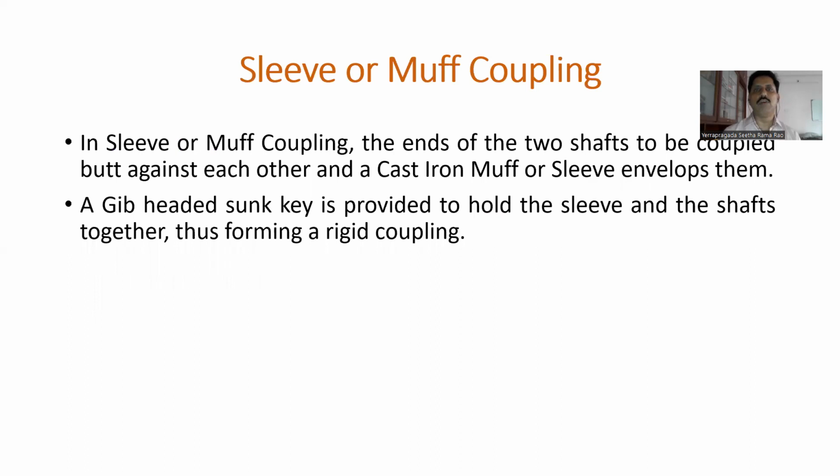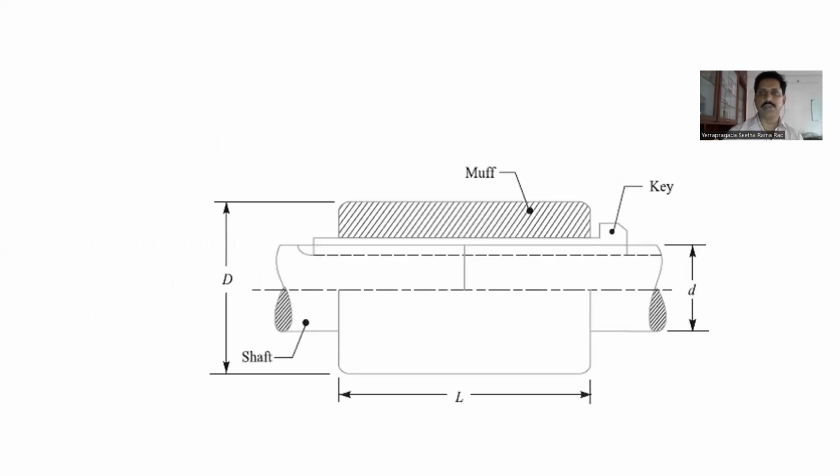And the next one is the sleeve or muff coupling. Here in this coupling, what is happening? You see the figure here. The ends of the two shafts are connected by means of the muff, which is enclosed over the two shafts here, and is connected by means of a jib-headed key as shown in the figure. Initially, the power is transmitted from the driving shaft to the driven shaft through the muff and the key. And again, the power is transmitted from the muff to the driven shaft through a jib-headed key.